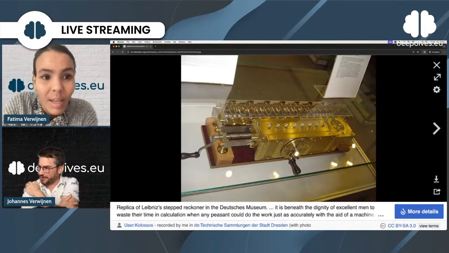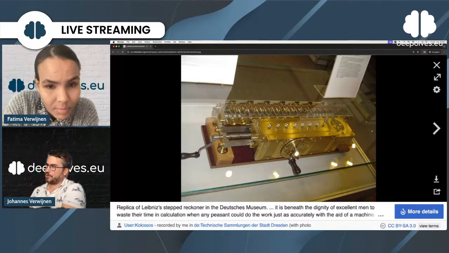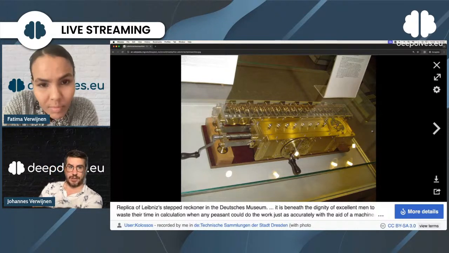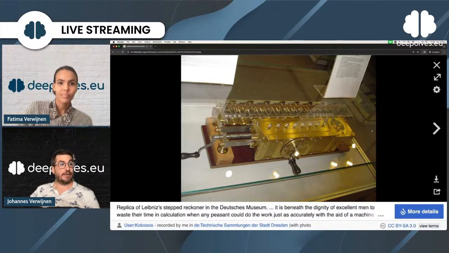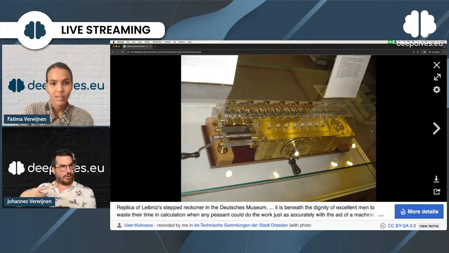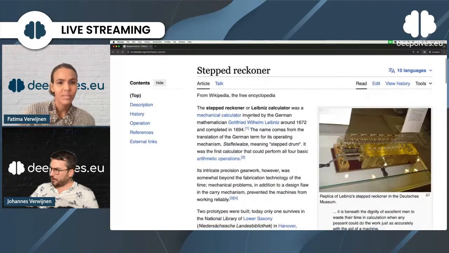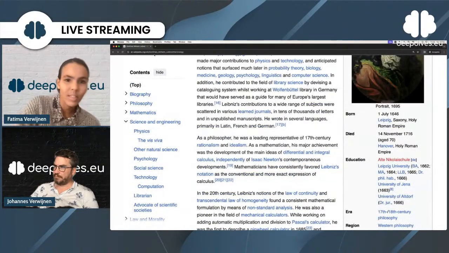Here is a replica of the Leibniz wheel, or the step reckoner. This was able to do proper multiplications and divisions in one go, using exactly the kind of logic that we were talking about previously. So instead of having to repeat the addition or subtraction, it would position the levers into such a place that it can do it in one step. And that's why it was called the stepped reckoner. All right, on to 1725.